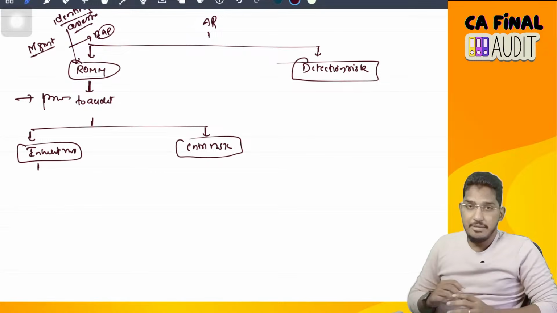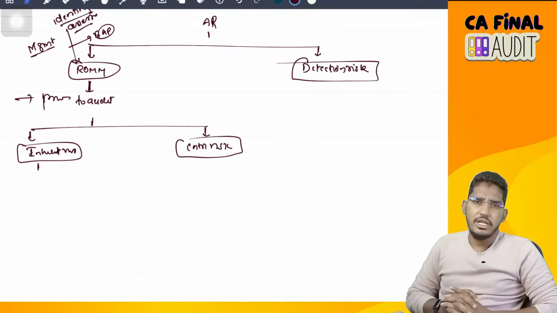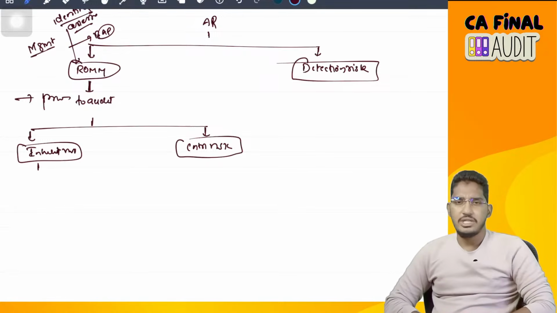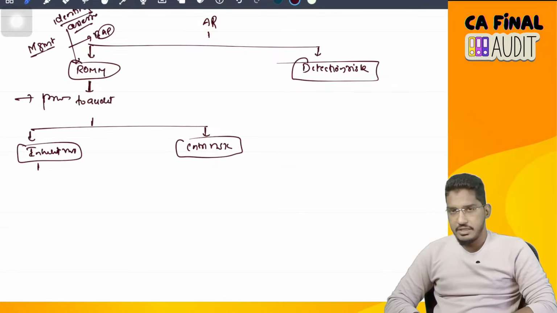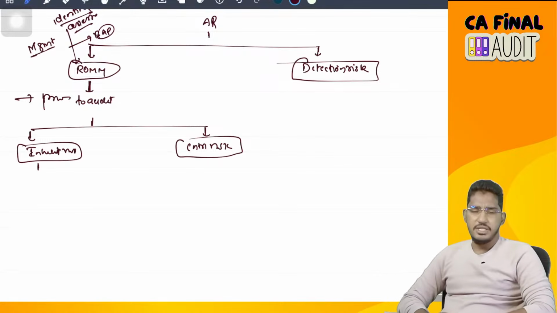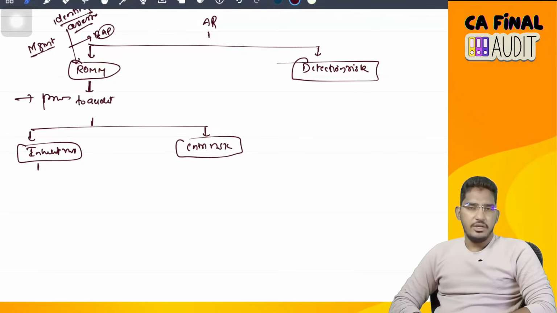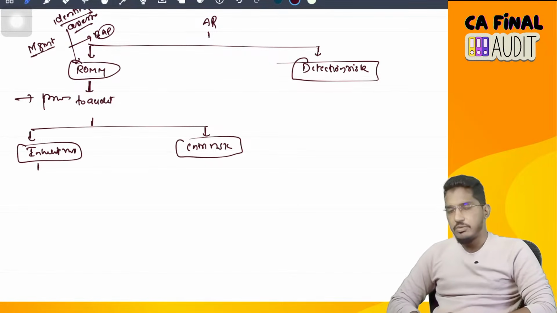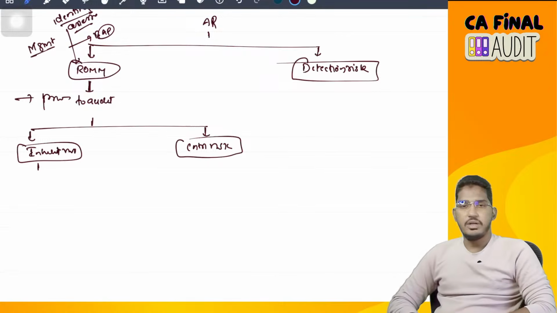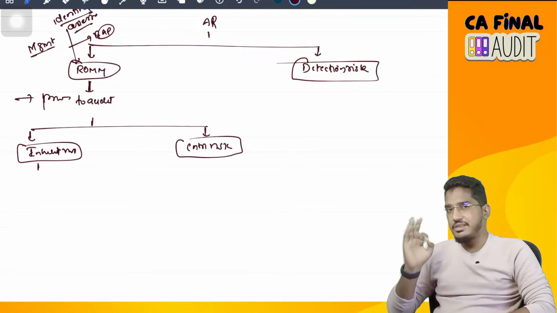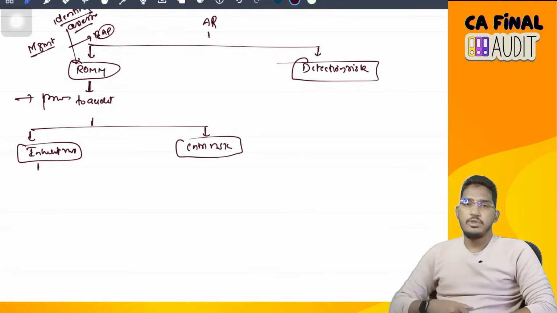If I have to give you one example, take an industry which is highly sensitive to changes in the market. For example, the mobile phone industry is such an industry. If a mobile phone manufacturing company doesn't bring a new product into the market with the latest features, very soon it will be thrown out of the market.